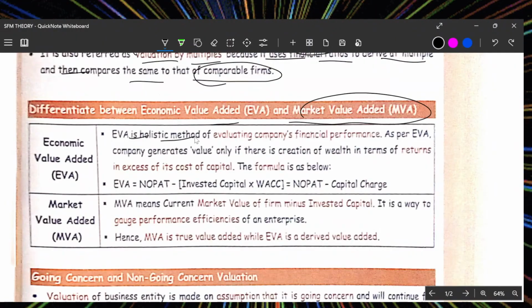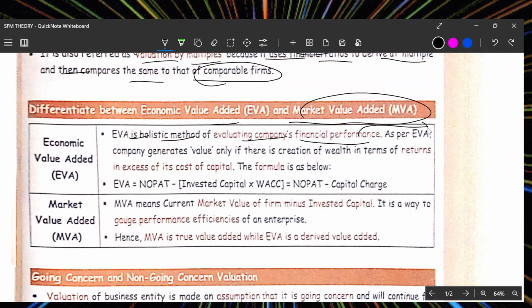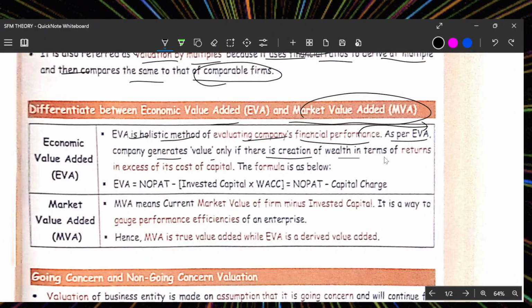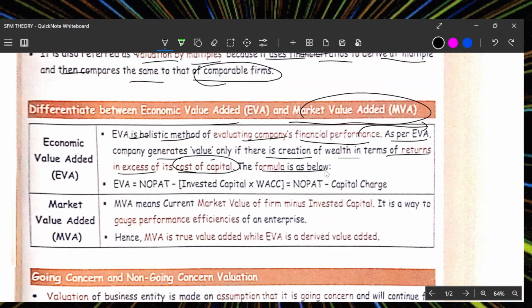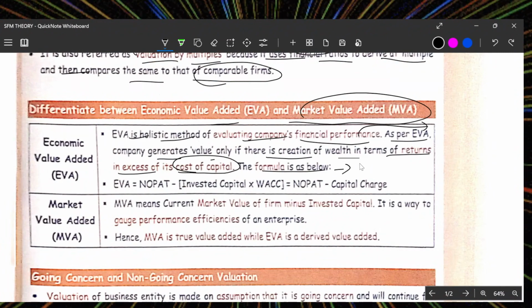Economic value added is a holistic method of evaluating companies' financial performance. As per economic value added, the company generates value only if there is a creation of wealth in terms of return in excess of the cost of capital. Its formula is based on that. So there should be a return, and that return should be in excess of the cost of capital.